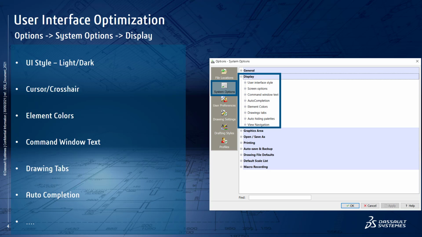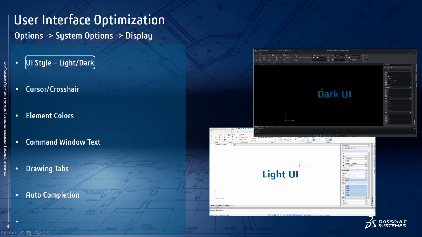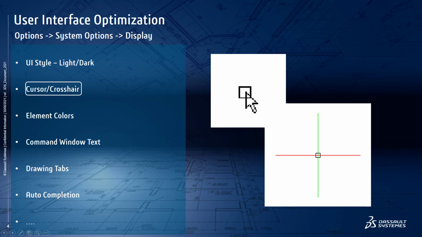The first topic is UI optimization. All the settings related to display can be accessed from the options dialog box. As a user, you can choose from two different UI styles, dark and light option. You must have seen the same across different presentations from different users in this event. You can opt for a cursor or a crosshair.